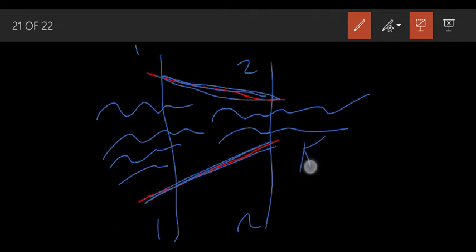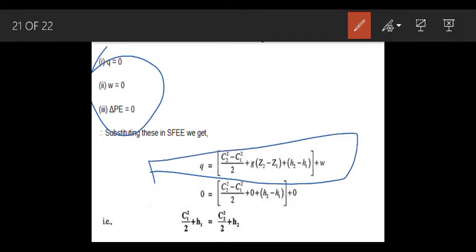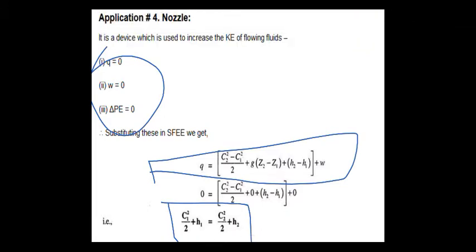So kinetic energy we will consider, we will not take it as 0. But we will take potential energy as 0. Work done will also be 0, and the Q value will be 0. The same way as before, we substitute in the steady flow energy equation. After substituting, we get this value for a nozzle.